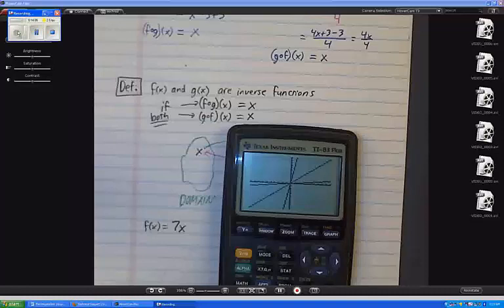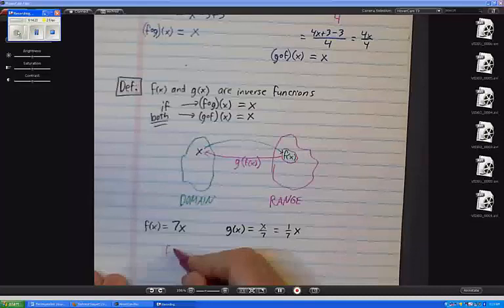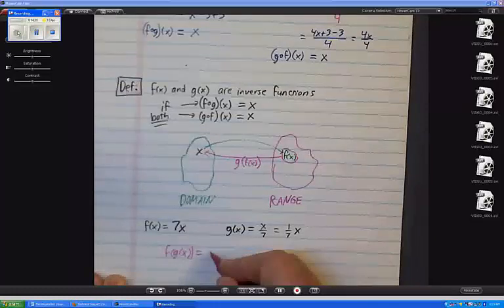So a lot of times when you're doing this, you may want to do zoom square when you're working on the homework tonight. Okay? And you can check very quickly here that f of g of x equals what? G of f of x, they both equal x, okay? So that's pretty key.